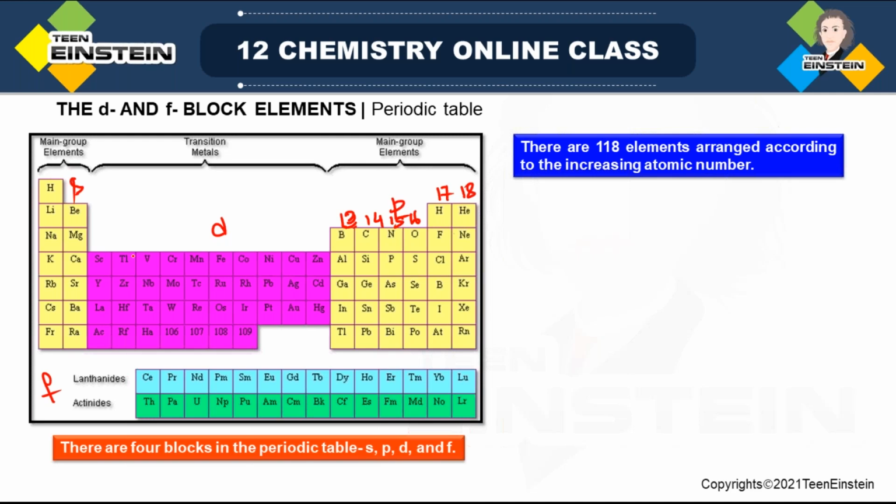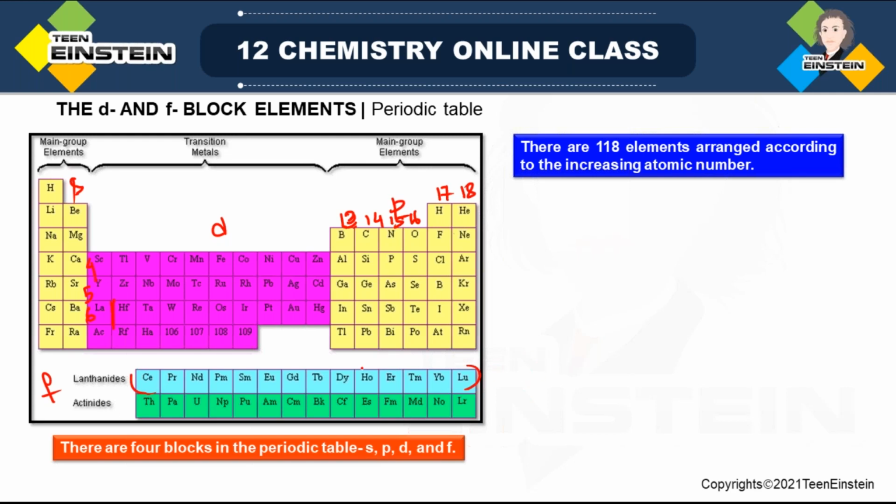Now in D block, if you consider the 4th period and the 5th period, in these 2 periods there are no F block elements. But when we are now in the 6th period, after lanthanum it is not directly hafnium. In between these 2 elements there are all these 14 elements, starting from cerium up to lutetium. But why are we not placing them in the periodic table?